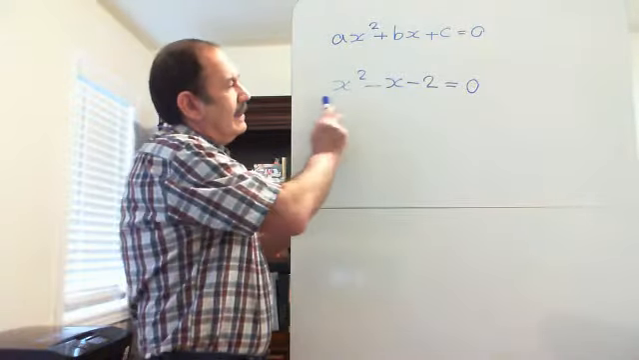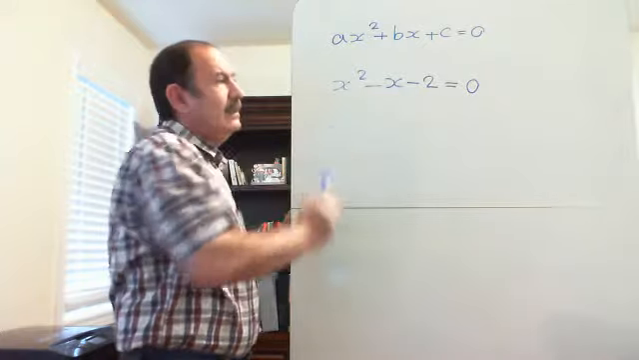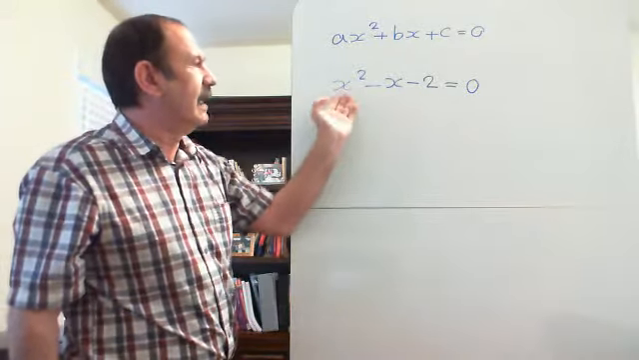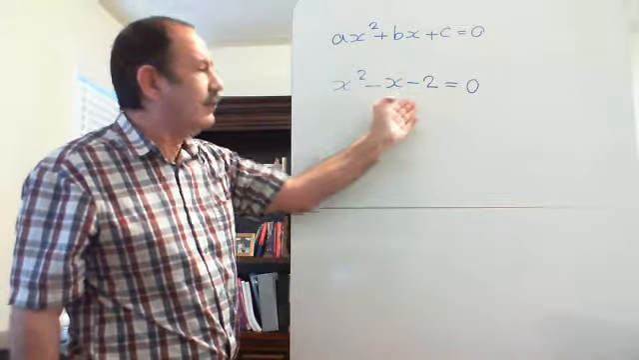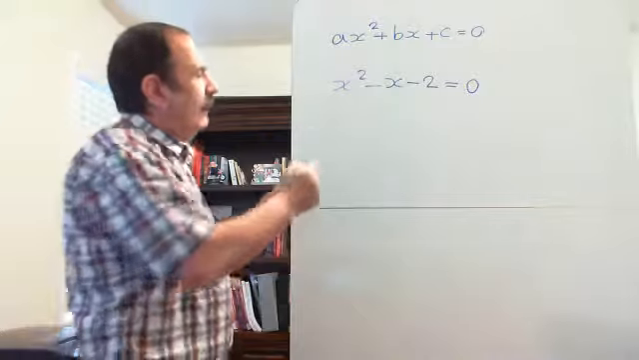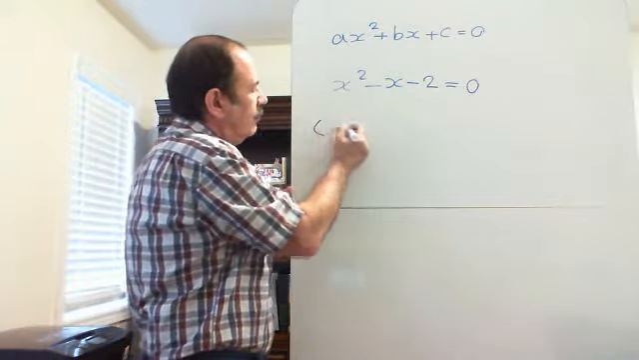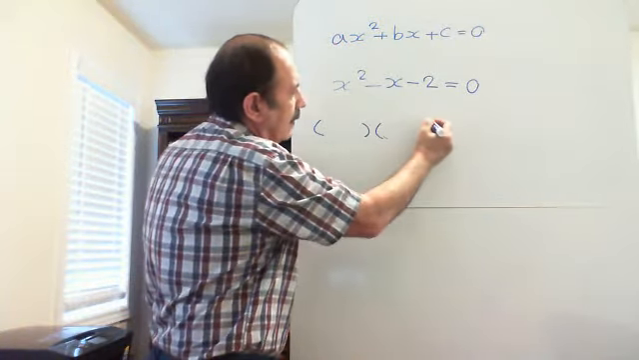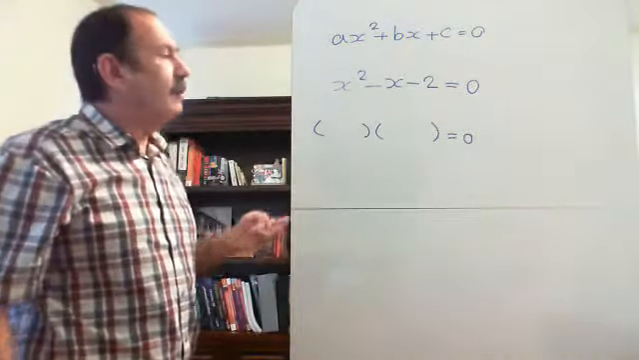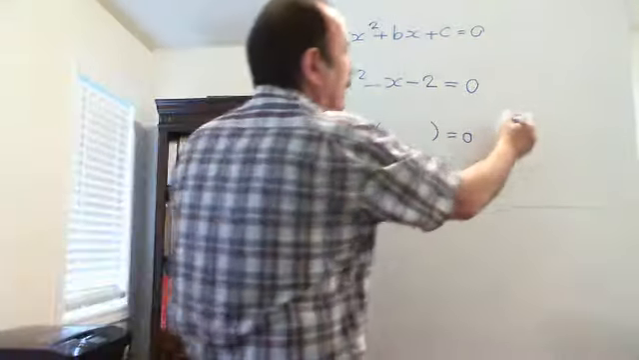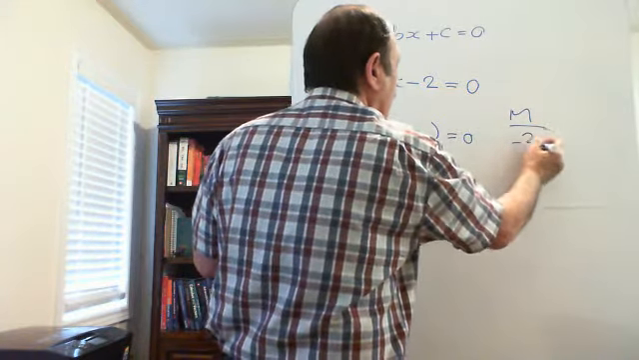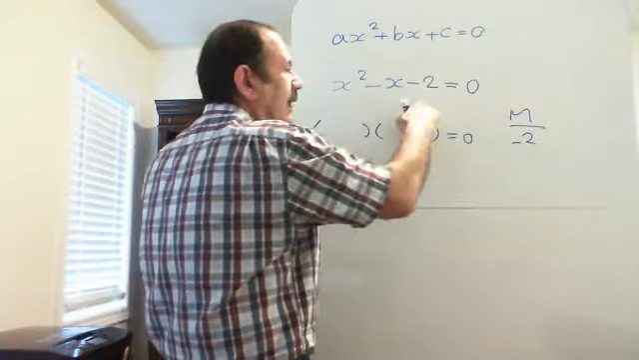So, for solving this one, we need to factor this expression, x squared minus x minus 2. If you remember, for factoring this one, we open two brackets, and this is equal to 0. And we need to find two numbers. When we multiply the numbers, the result should be negative 2.